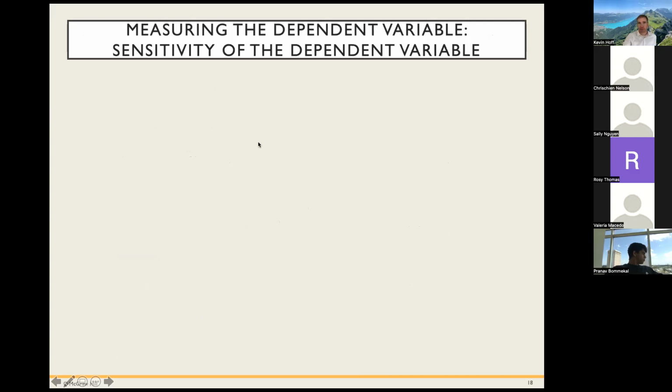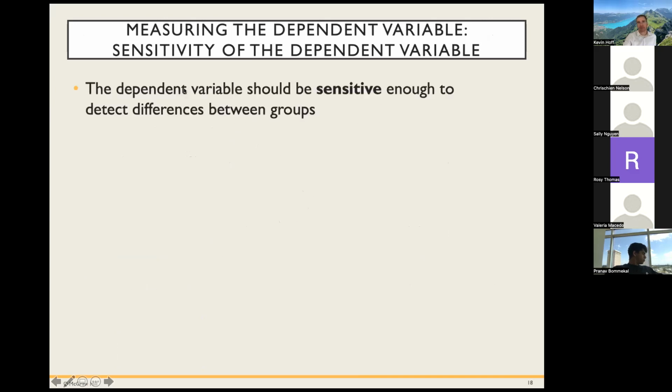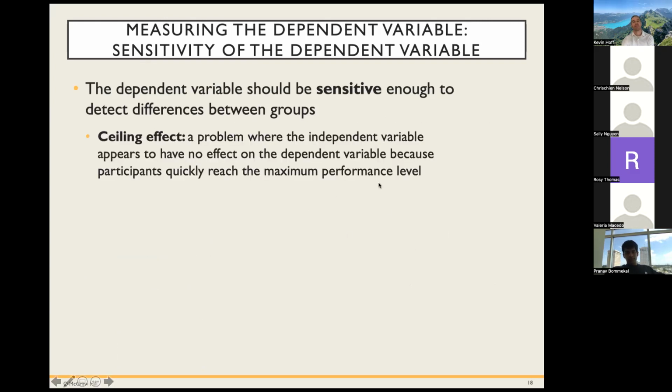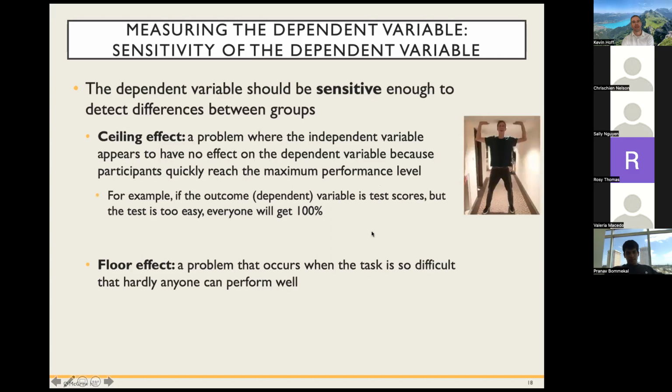An important consideration when thinking about how to measure dependent variables is the idea of sensitivity. Sensitivity is basically whether we're really able to detect differences between people or between groups, because our measures are finely tuned enough to discriminate between people who have different levels of that variable. There are two effects that would indicate when a measure is not sensitive enough.